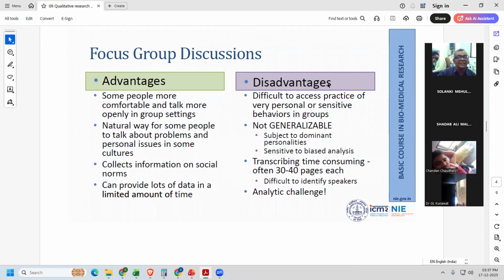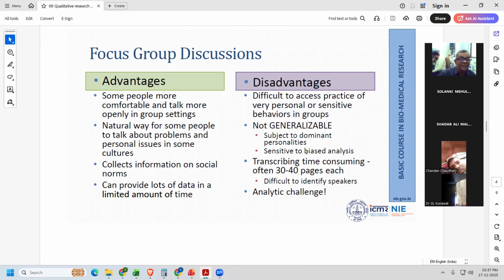What are the disadvantages? It is difficult to assess the practice of a very personal or sensitive behavior, because whatever personal or sensitive thing I am doing, I am not going to discuss in a group. It is not generalizable, because sometimes in a group some people are dominant and some are not dominant, and some are, we can say, dormant. So dominant people may overtake the discussion. So it may sometimes be biased.